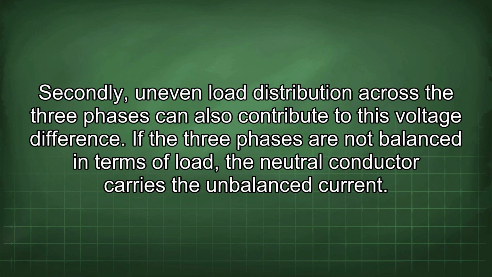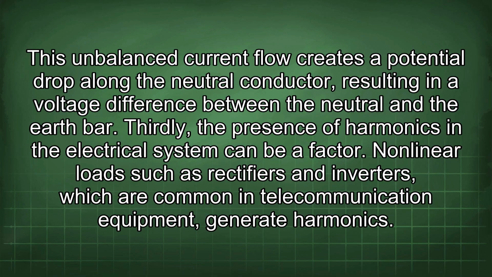Secondly, uneven load distribution across the 3 phases can also contribute to this voltage difference. If the 3 phases are not balanced in terms of load, the neutral conductor carries the unbalanced current. This unbalanced current flow creates a potential drop along the neutral conductor, resulting in a voltage difference between the neutral and the earth bar. Thirdly, the presence of harmonics in the electrical system can be a factor.